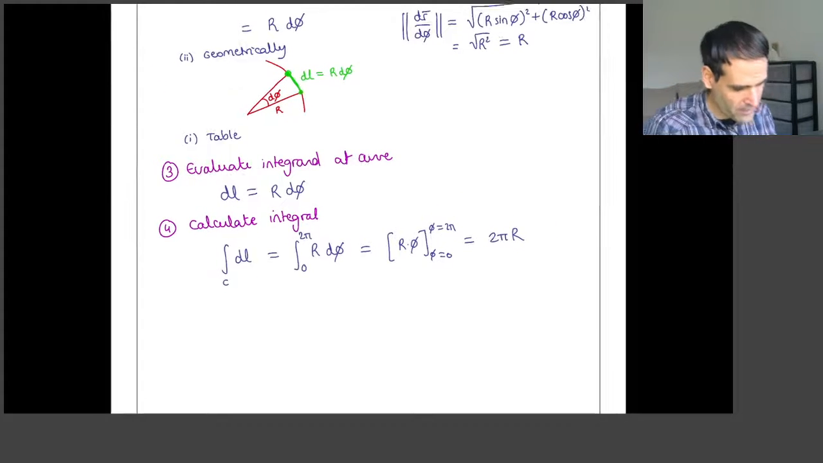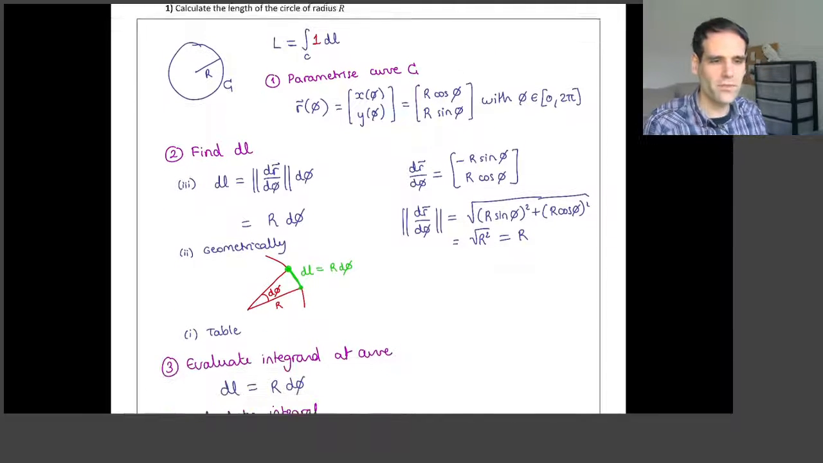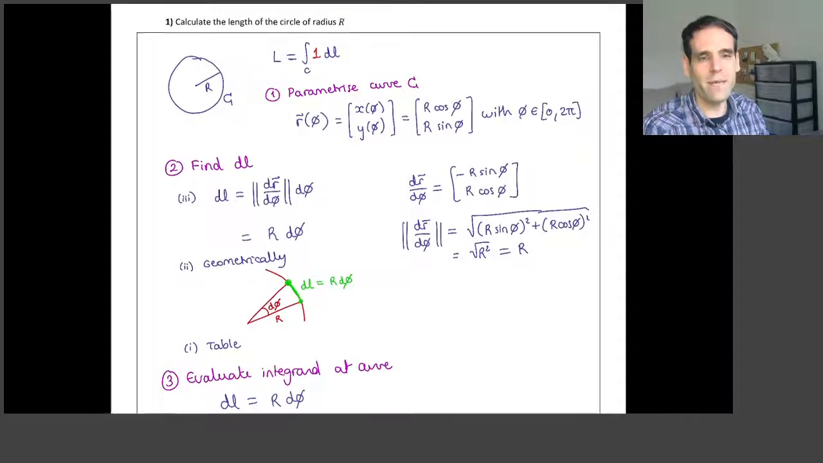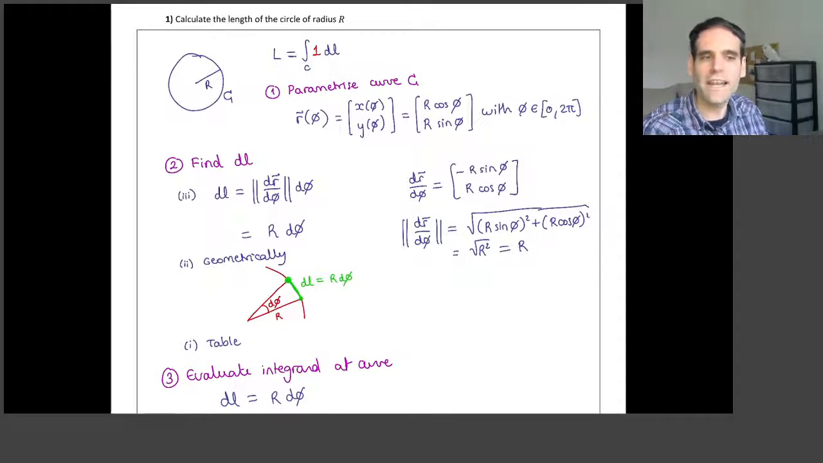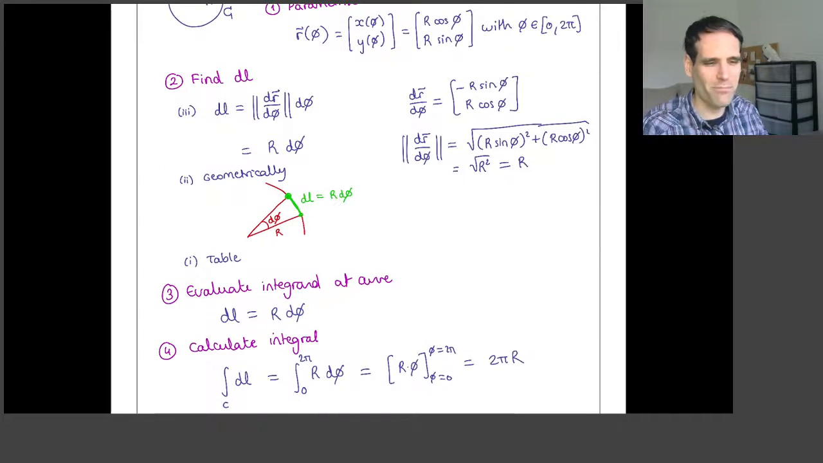So we have derived an equation for the circumference of a circle using a line integral, following our step-by-step recipe. I repeat that this was a trivial example. This would be too easy to ask in an exam. It's just for you to get a first example of a line integral. Let's do some more interesting and complex examples.